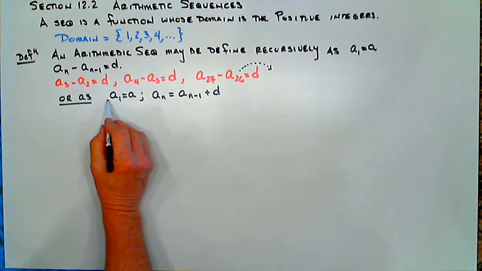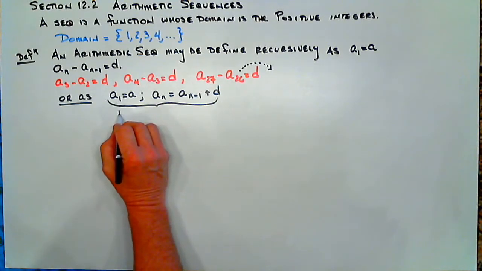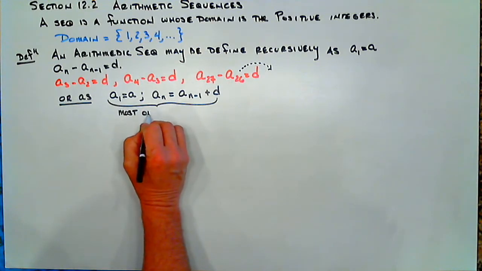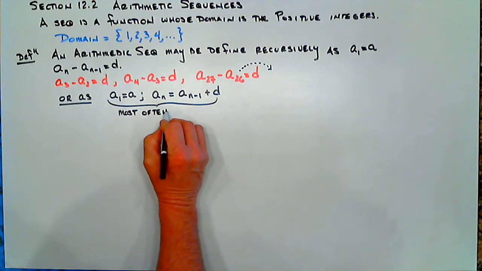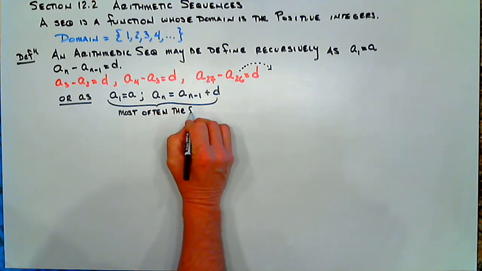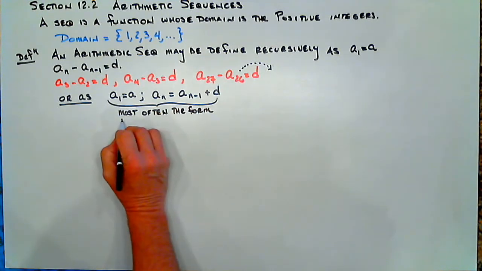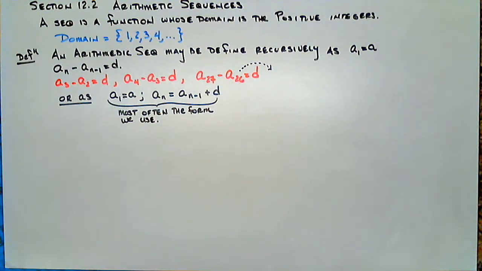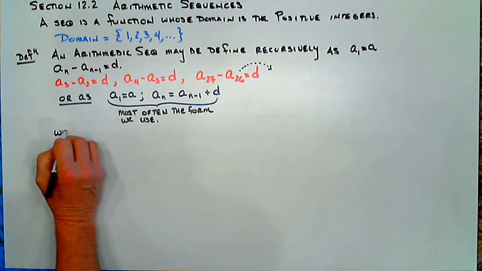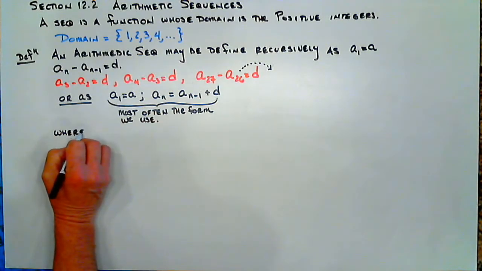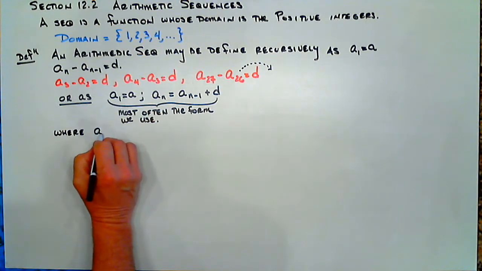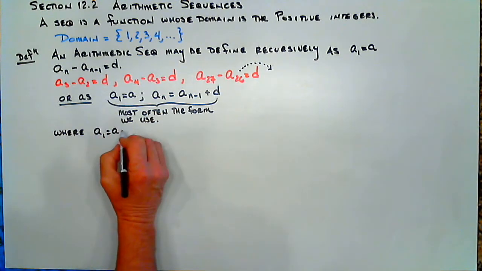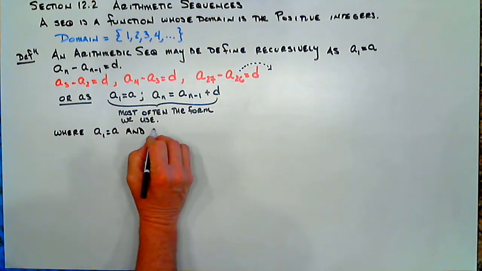This is most often the form we use. Most often, that's the form we use, that form right there, versus this form up here. Now, the definition finishes with where a sub 1 equals a, and d are real numbers.